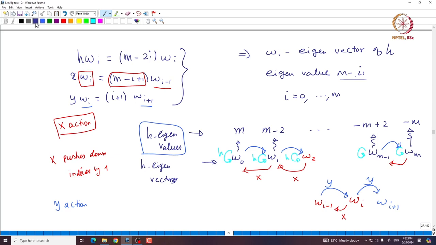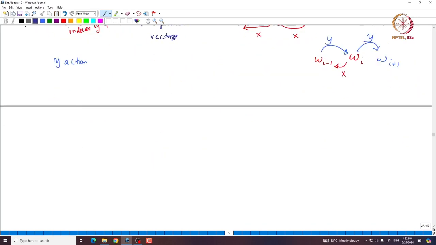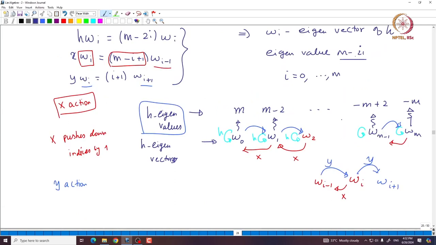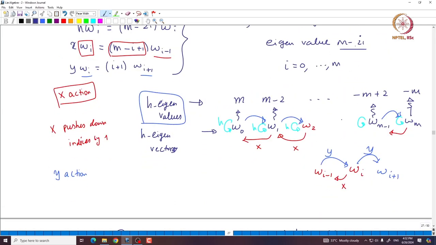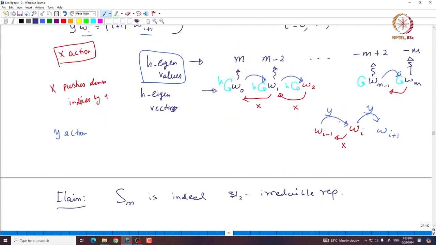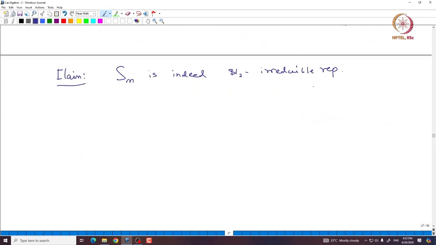Now, using this, what can one conclude? One can immediately conclude that S_m must be an irreducible module. So here is the claim: S_m is indeed an SL2 irreducible representation. First of all, let's define some notions. Here it's clear that when you apply x to w_0, it is killed. Note that h w_0 is given by m w_0, and x w_0 is killed.